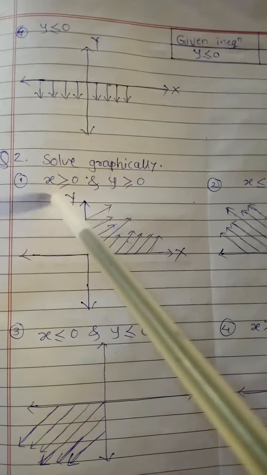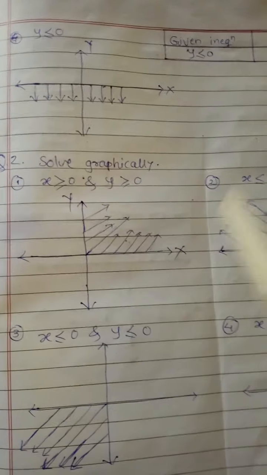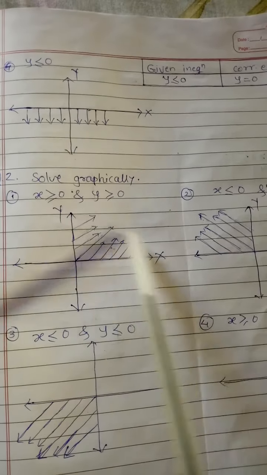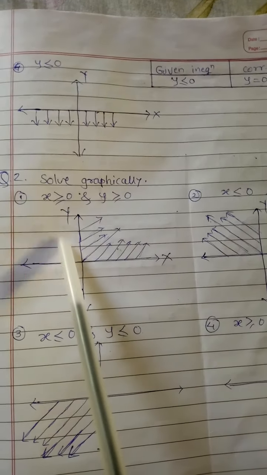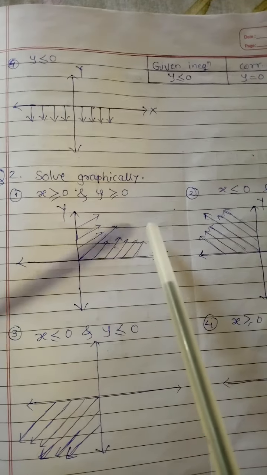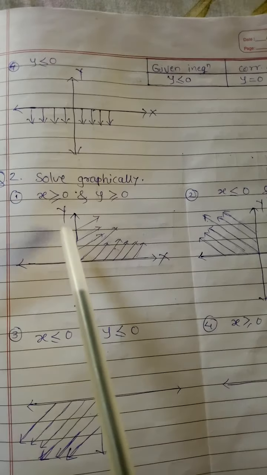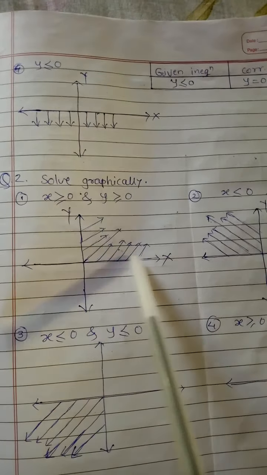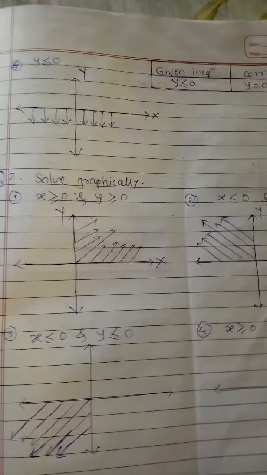Now you know that x is greater than equals to 0 means the positive part of the x-axis, which is on this side. All this side represents x is greater than equals to 0, and y is greater than equals to 0 means the arrow we have to draw on the upper side. So this upper side axis and this right side axis. So the meeting point is in this quadrant, so you have to draw like this one.